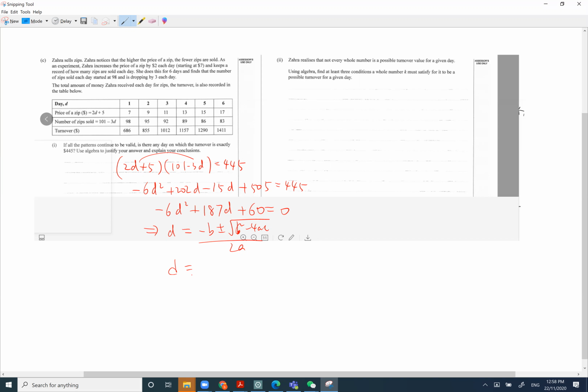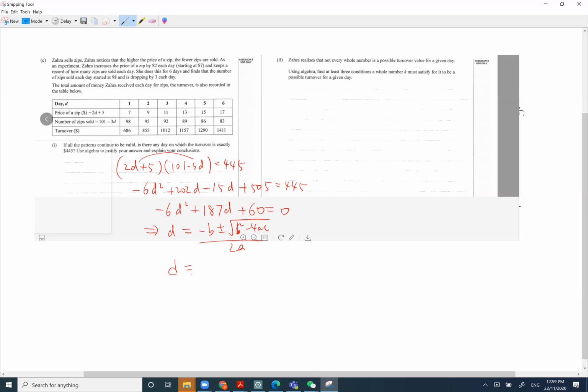What's your answer for C1? I got what D is, but I said that since it's not tidy numbers, if you use the calculator solver, you get decimals, so it's not possible. Because they ask that D must be a whole number.